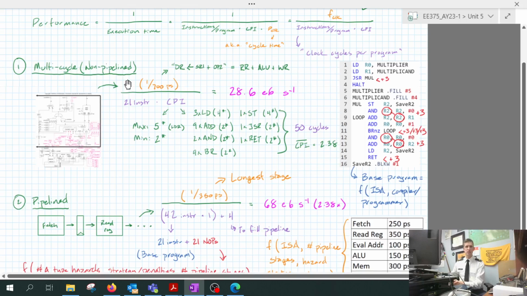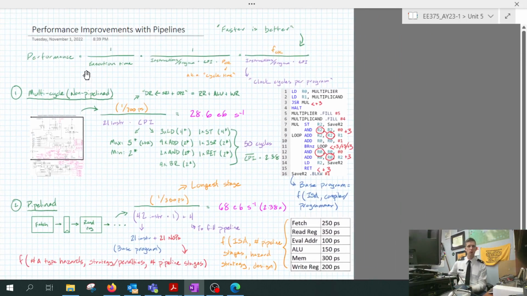Okay, so that's all I got. Hopefully at this point you feel comfortable looking at the performance of these two processors, and you get an idea of what sorts of factors affect the performance of our two versions of the LC3.